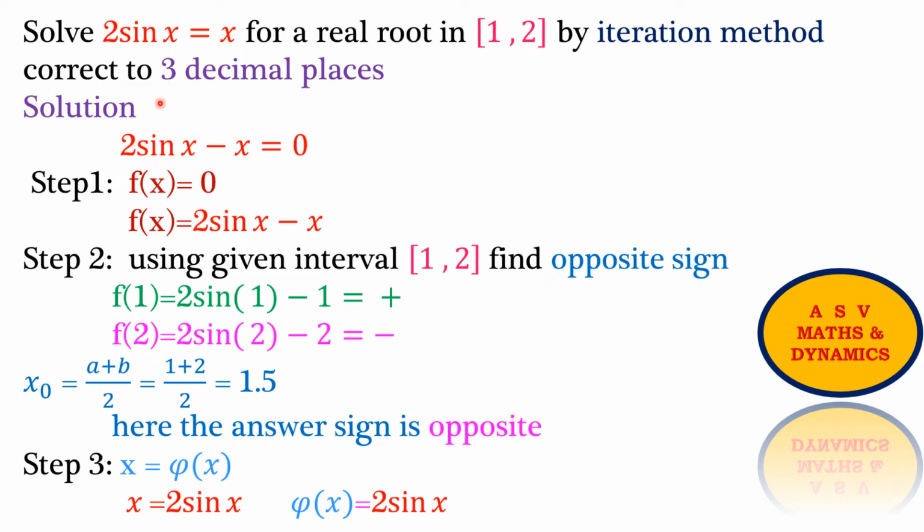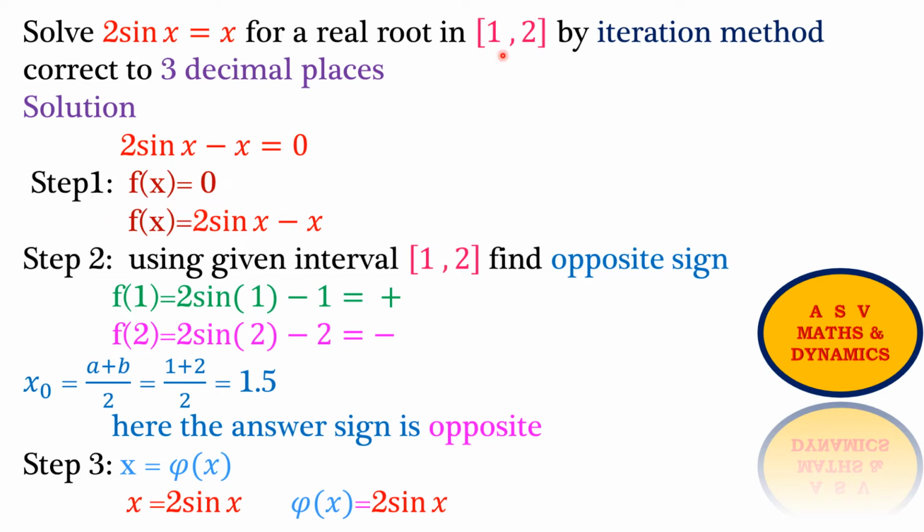So what are our steps? You take the function 2 sin x equal to x. You consider 2 sin x minus x equal to 0. Likewise, you have to take it as f of x equal to 0. So f of x equals 2 sin x minus x. This is the first step.